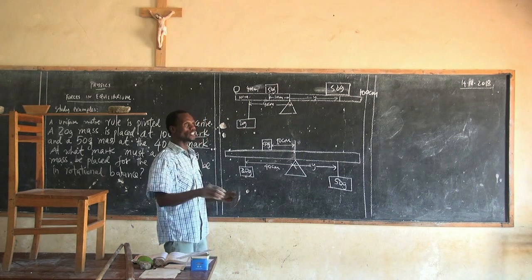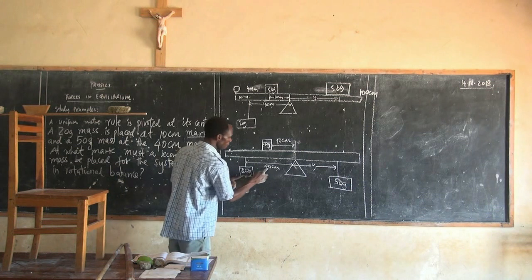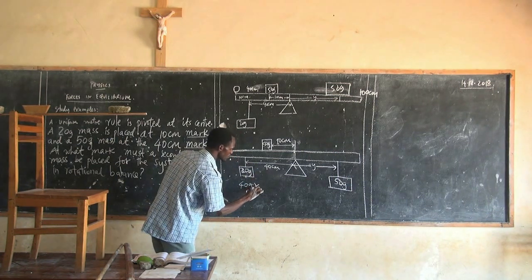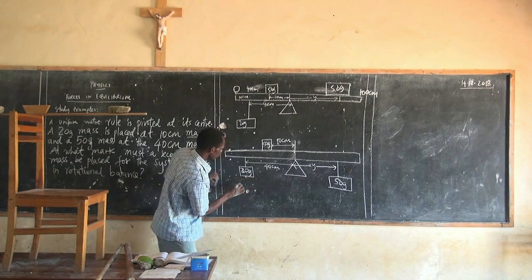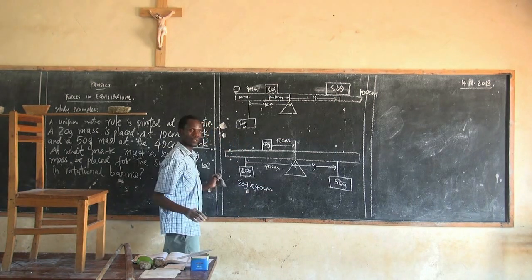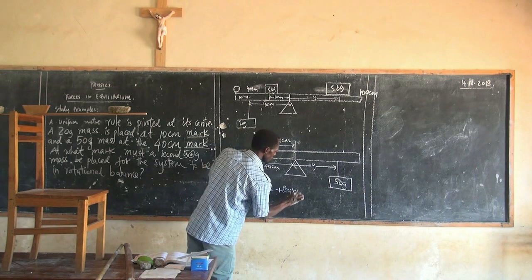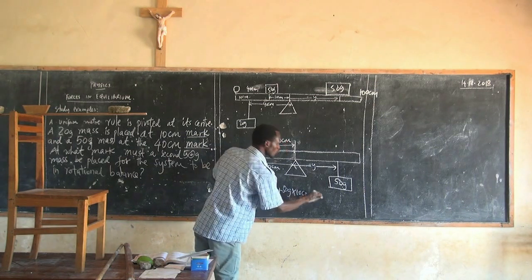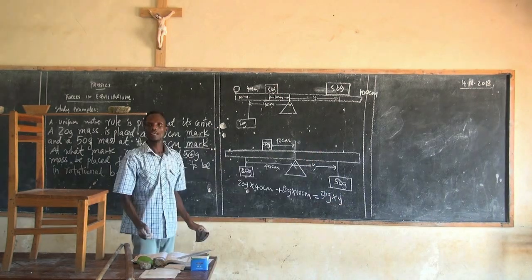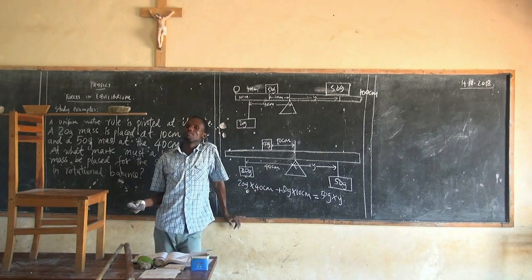Now the first alternative, which is the simple one, we call it a shortcut. Now it is 20 grams times 40 centimeter, plus the other one, 50 grams times 10 centimeter. Will it be equal to 50 grams times y? Now we are looking for the value of y. This is an algebraic expression.